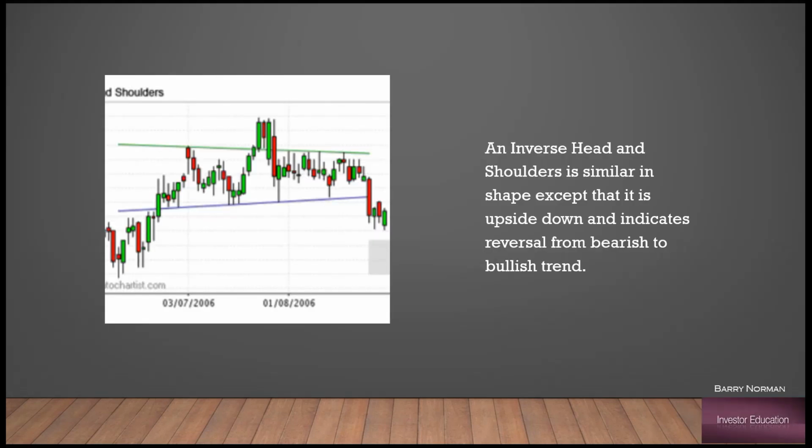Now, in this reality here, could you actually see the head and shoulders? It makes a perfectly beautiful head and shoulders, but we have a problem seeing it in the world of trading.